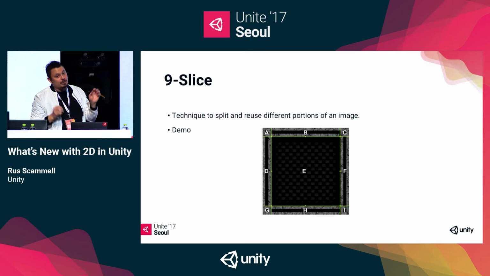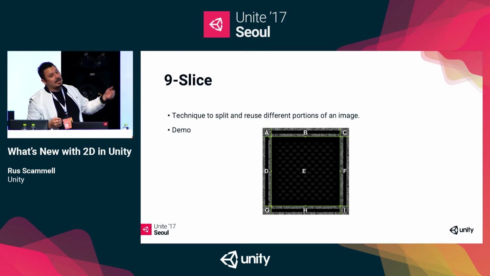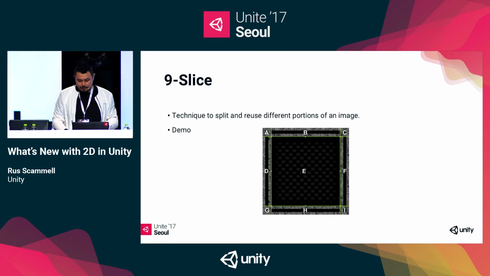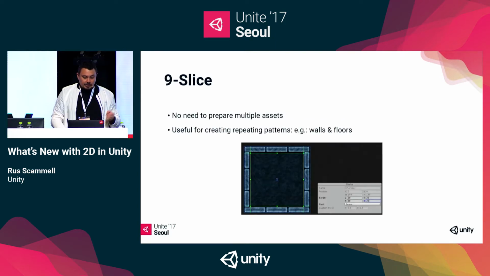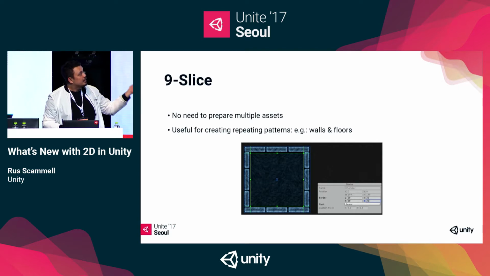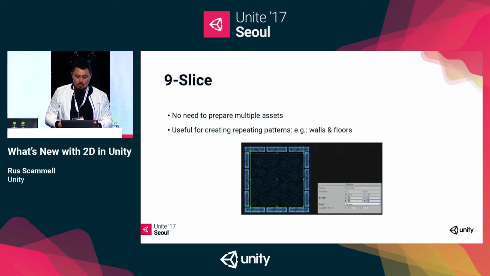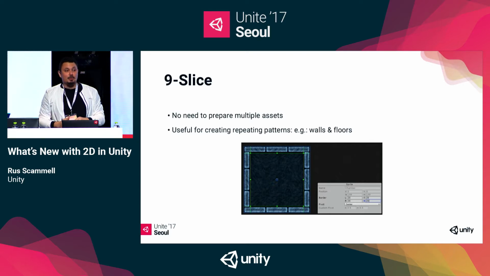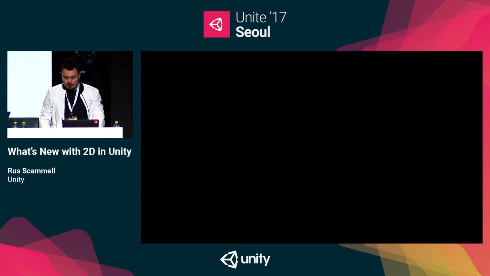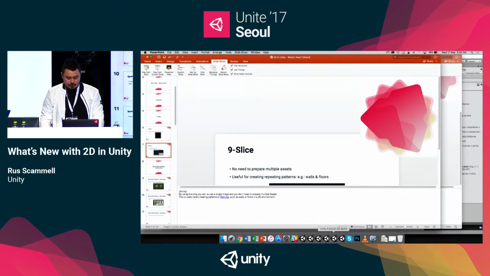I'm going to show you in Unity where you do this, and then how it can be applied to your renderer. So there's no need to prepare these multiple assets, and it's really useful when you're creating repeating patterns. For example, you want to tile a wall or a floor. So the example that we're going to see in Unity is a platformer.